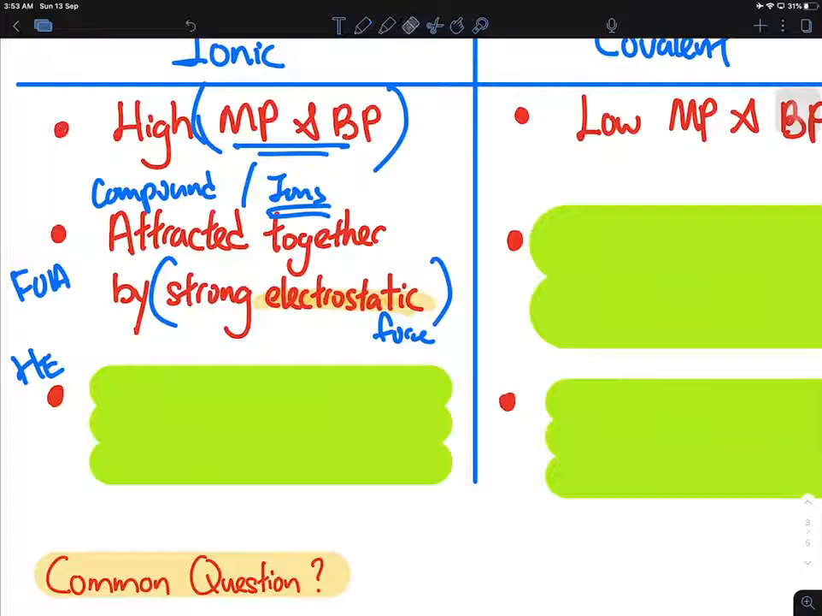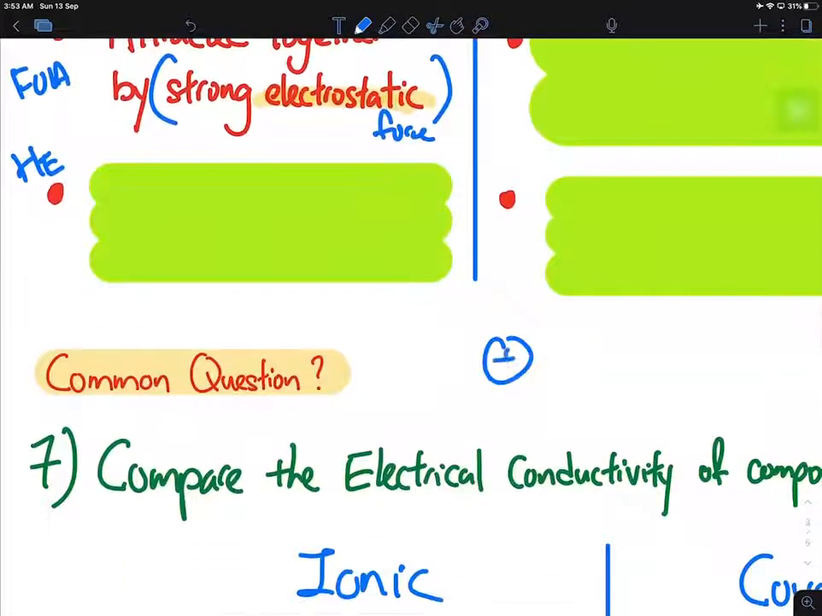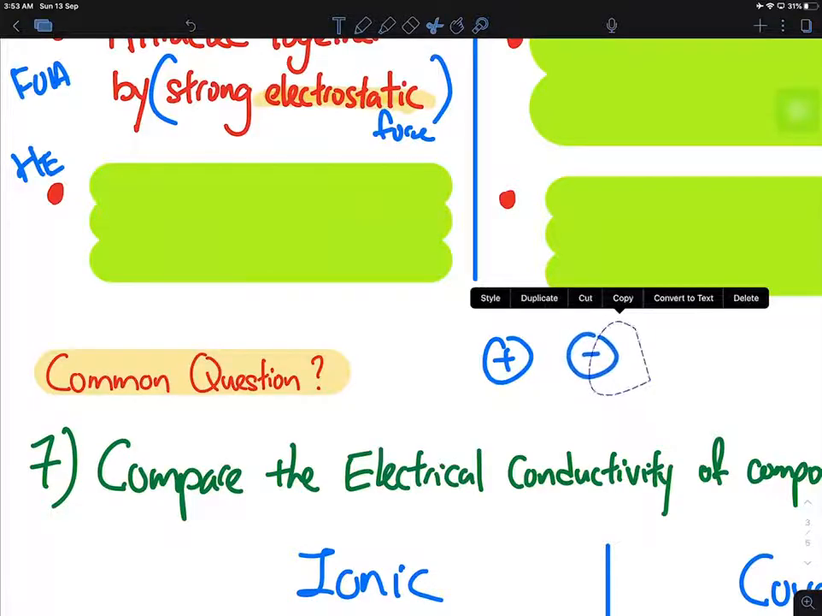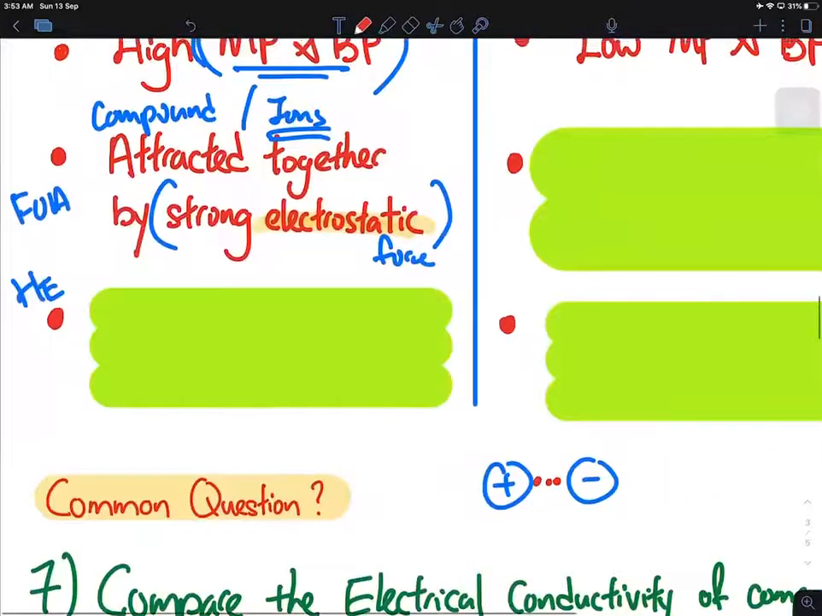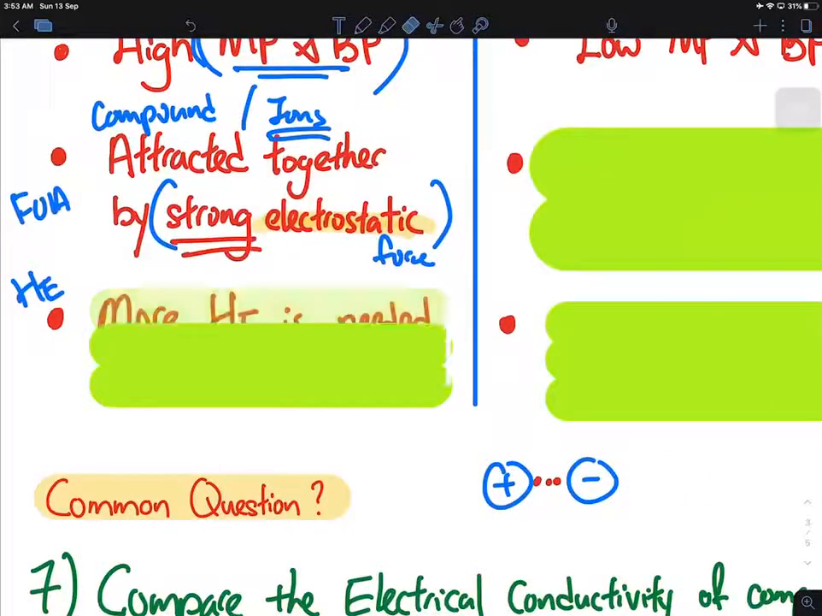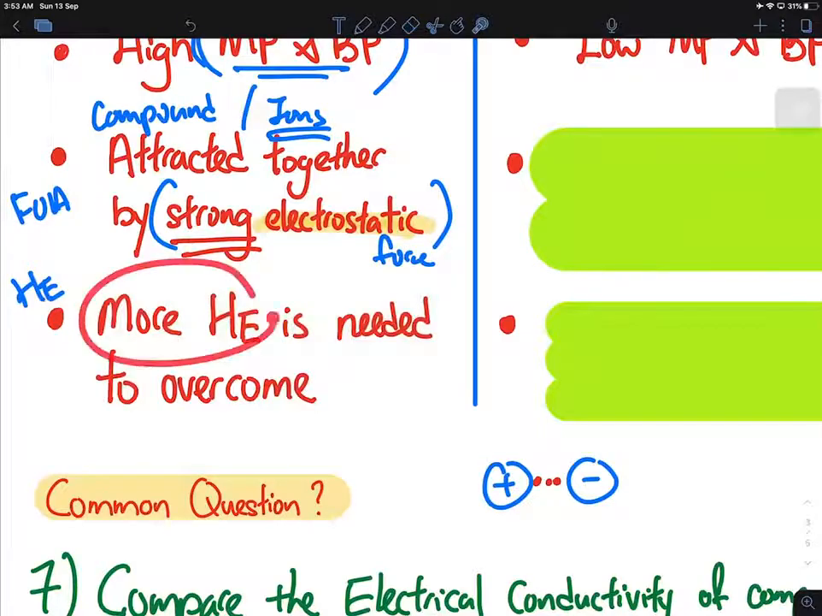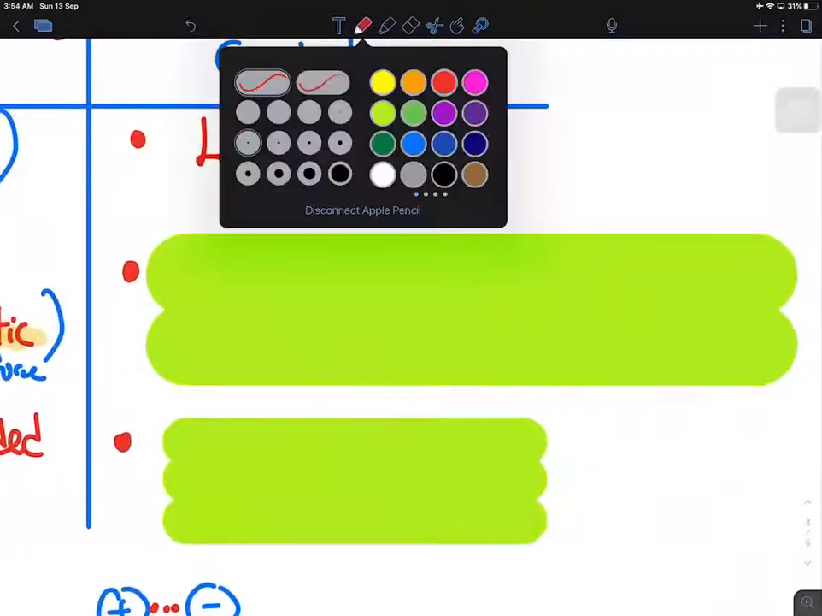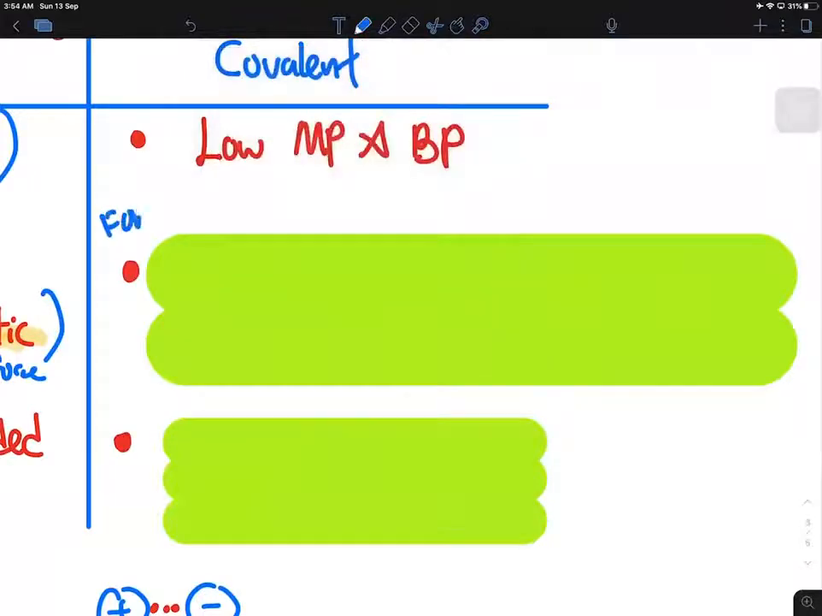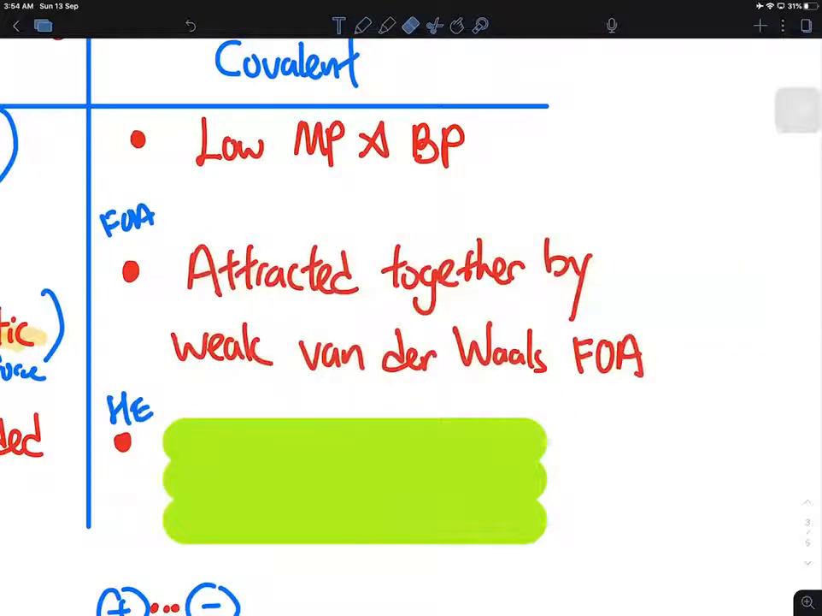What is electrostatic force? Electrostatic force is actually just a force of attraction between a positive and negative ion. We always know that positive attracts to negative. Why? Because in between them, there is a kind of force called electrostatic. Because it is strong, we need more heat energy to overcome the stronger force. Covalent, low melting and boiling point, same. Mention the force of attraction. What is the type of force? Your favorite? The van der Waals force.